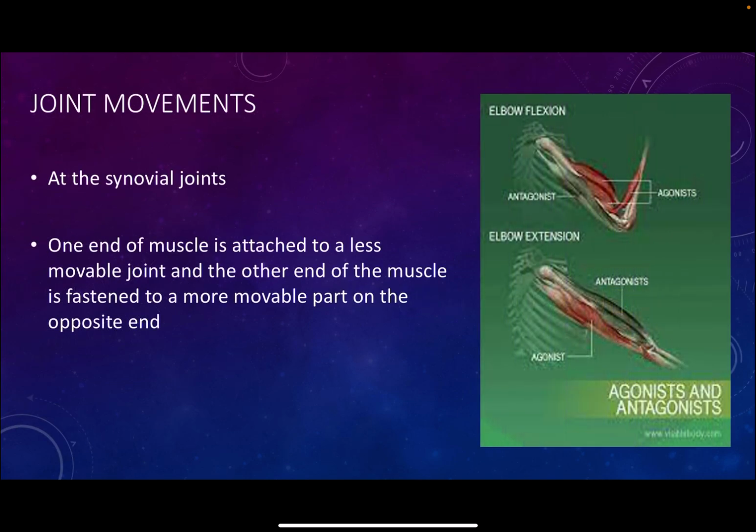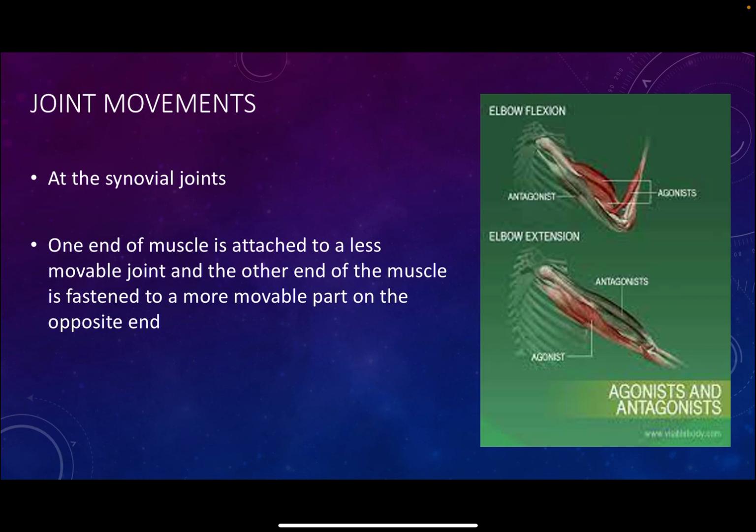Joint movements. Skeletal muscles produce movements at the synovial joints. At one end, the muscle is attached to a less movable part, and at the other end, the muscle is fastened to a more movable part. Muscles work in pairs or groups. The bicep flexes the elbow and the tricep extends it.